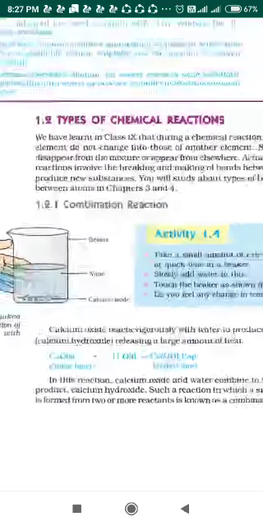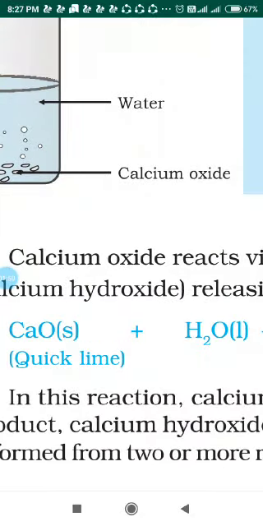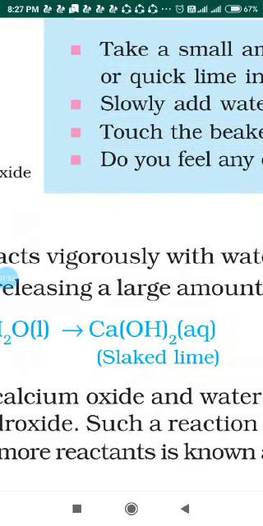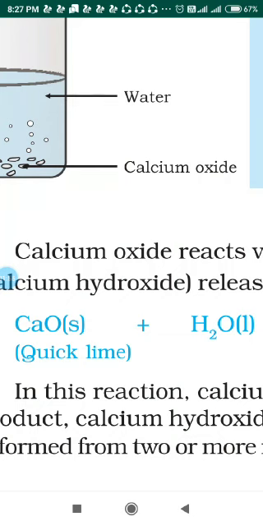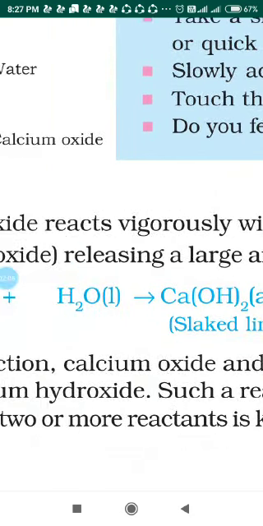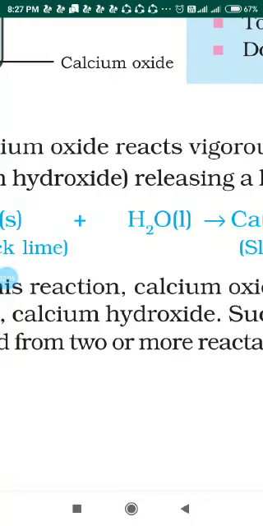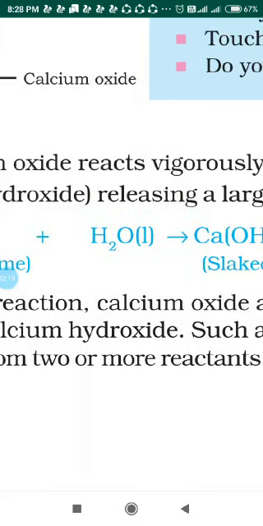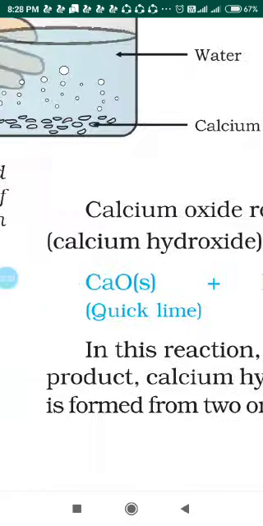Here two substances, calcium oxide, that is quicklime, react with water to form calcium hydroxide, that is slaked lime. Other examples: when carbon reacts with oxygen, carbon dioxide is formed. When hydrogen reacts with oxygen, water is formed. There are a number of reactions which are combination reactions.